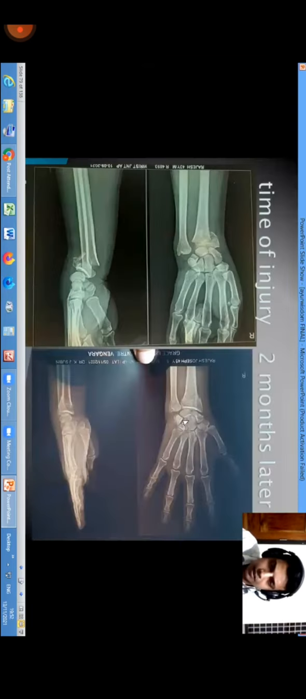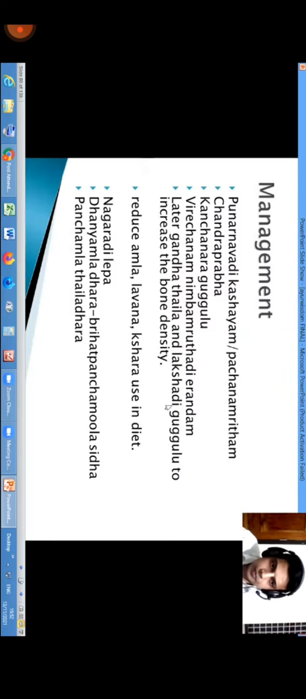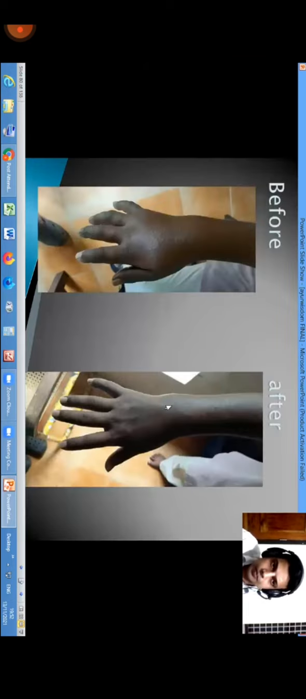We already explained that there will be decalcification in carpal bones, so we should give Gandhadaira and Lasha the Guggulu to the patient. And advice to reduce Amla, Lavana and Kshara in the diet. Also, we can use Nagaradi Lepa, Dhanyamladhara, or with Brihat Panchamula Siddha Ksheera, we can use Dhara. And Panchamula Taila Dhara is found useful in reducing stiffness. Panchamula Taila or Murivenna can be used to reduce the stiffness.